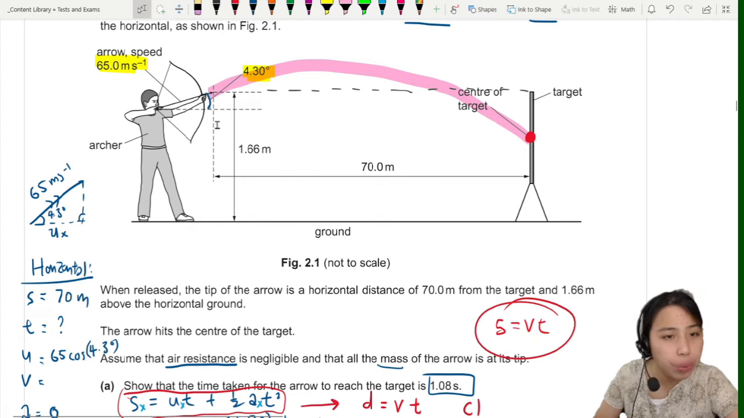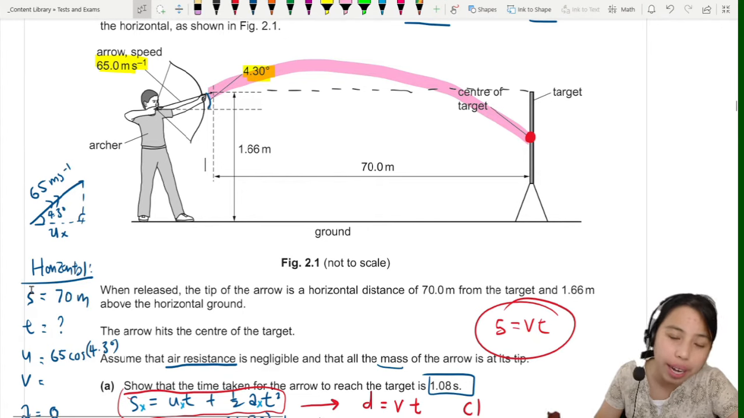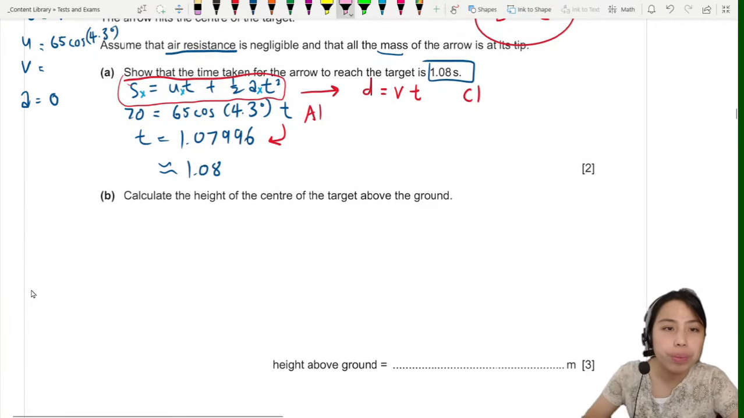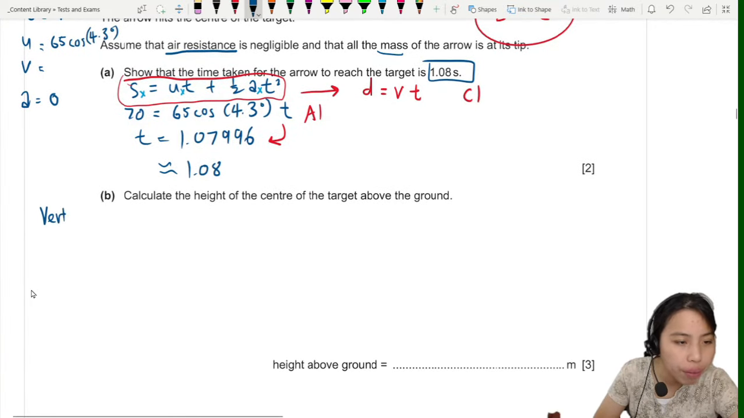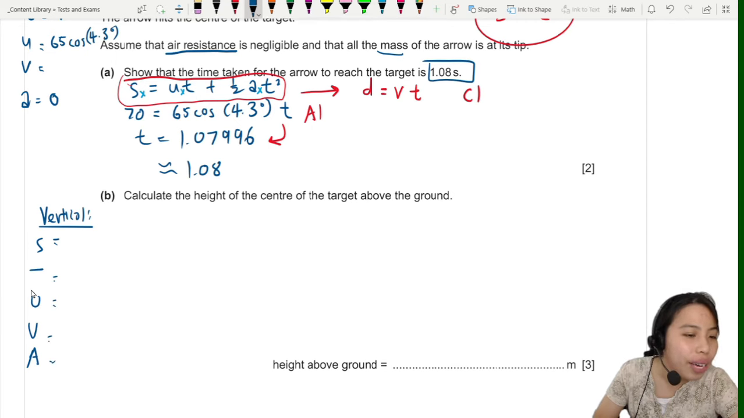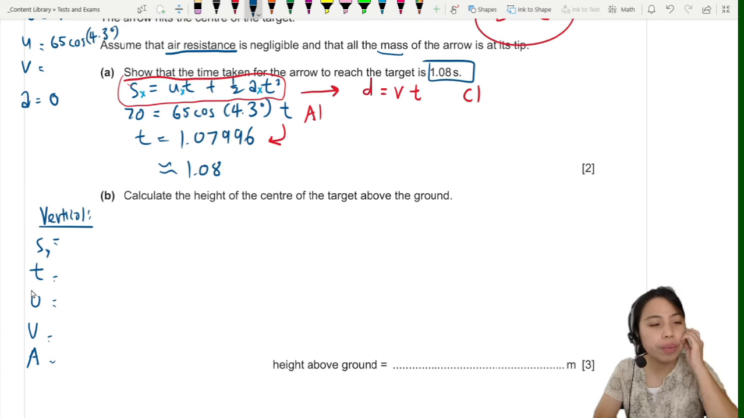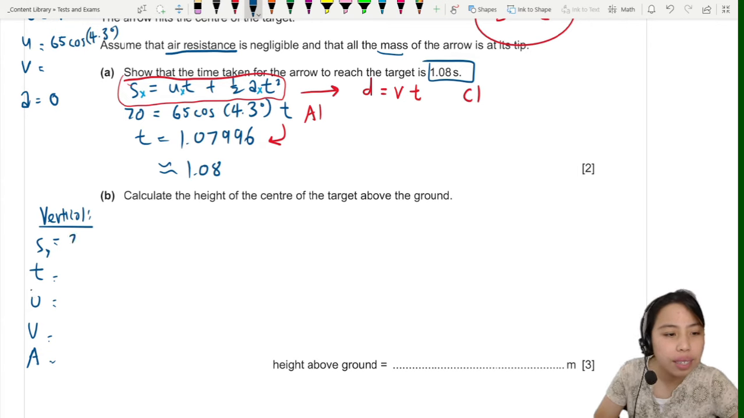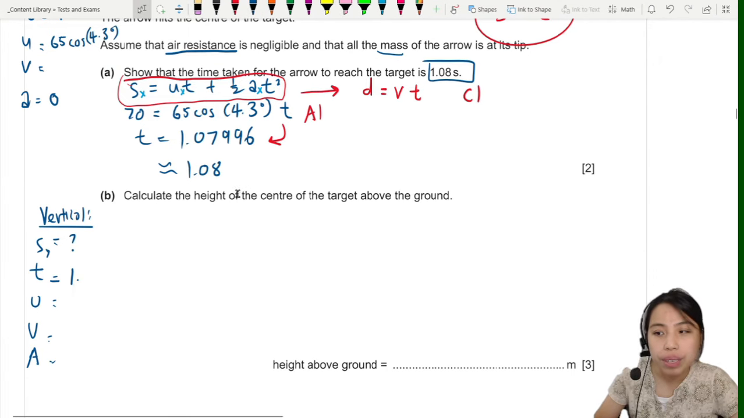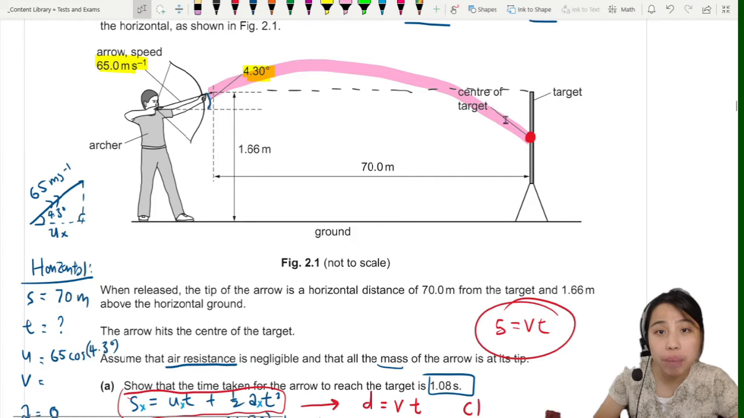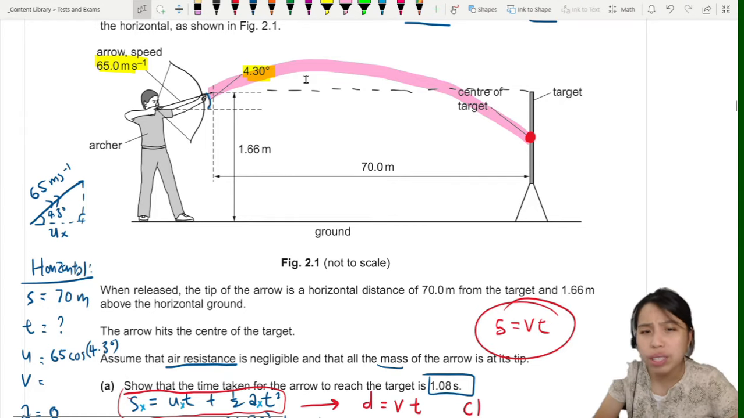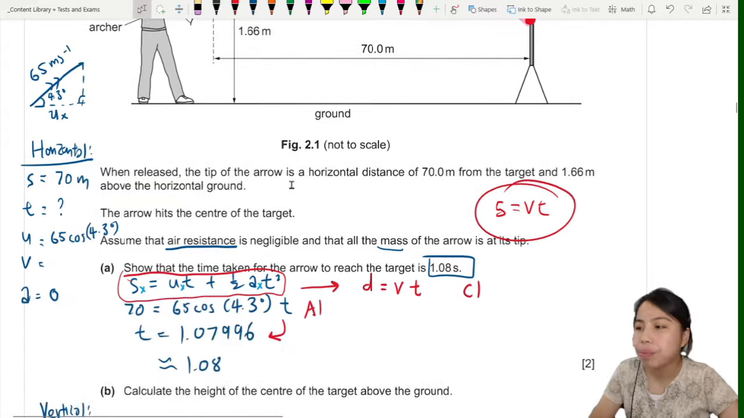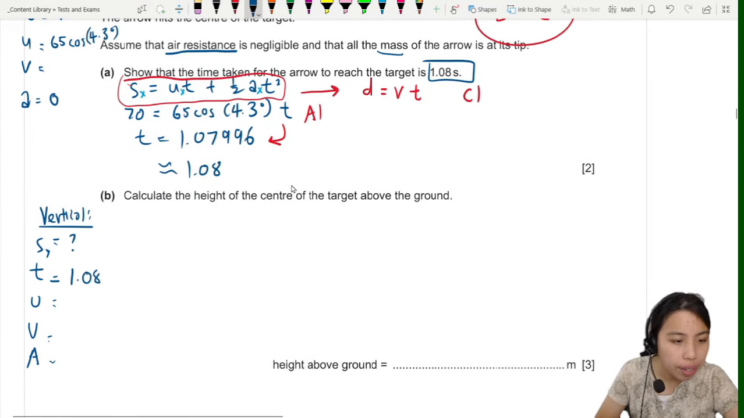So I would recommend we start off by writing the SUVAT if you're not sure how to start. SUVAT is the way to go. Just list out what information you have in the vertical component. Let's go! S-T-U-V-A, SUVAT. Vertical displacement, I think we will try to find that. Time, we know, is the same as before. See our 1.08 here? That's the time it takes this arrow to travel this pink path and hit the target. Whether in the horizontal or the vertical, it's the same time, same arrow. So let's write down 1.08 seconds.